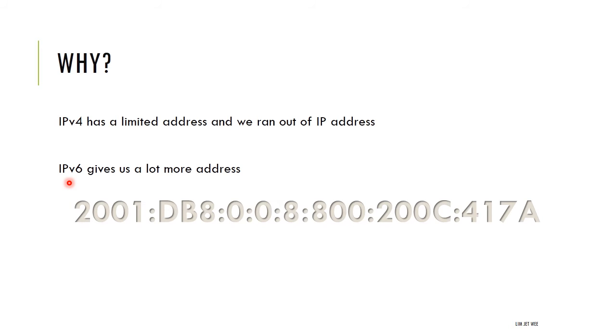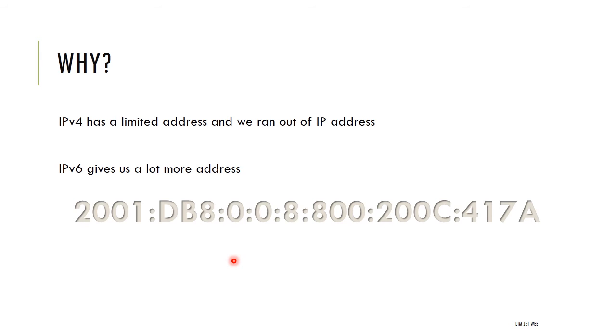IP version 6 gives us a lot more addresses. You can see down here an example of IP version 6. It's definitely longer, and a very easy way to identify it is the format: they do not use the dot as the divider, but they use a colon. You can see all the colons here. All these colons are used to segment the IP version 6 address.